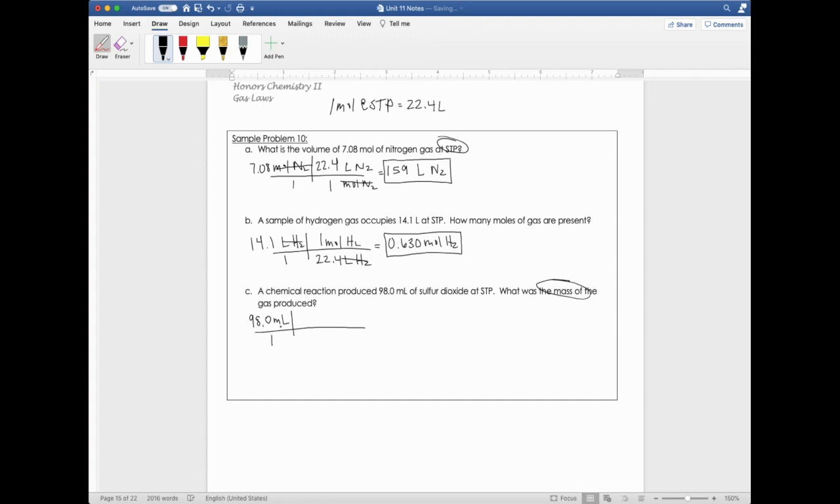So let's convert milliliters to liters first. Now it's up to you. You can just do this before and then plug it in. Sometimes I like to just write it in there. Ultimately, it doesn't matter. So let's convert liters of SO2 to moles. And I know that 22.4 liters, I didn't put the SO2 there for this one, you don't have to, is equal to 1 mole.